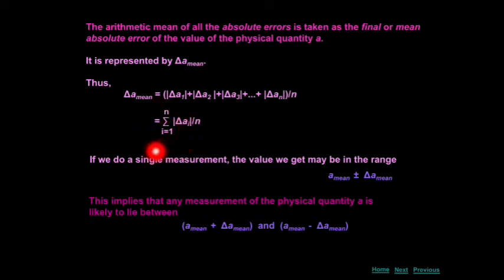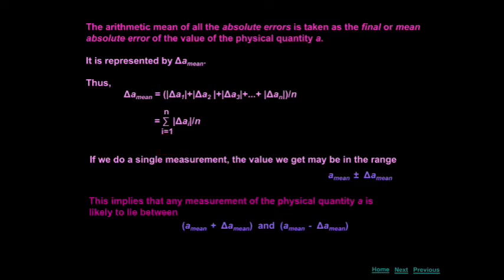That is the summation from i equal to 1 to n of the modulus of del ai, divided by n. In our textbook, the n is separated from the summation term: 1 by n into the summation from i equal to 1 to n of the modulus of del ai. It is given like this in our textbook.